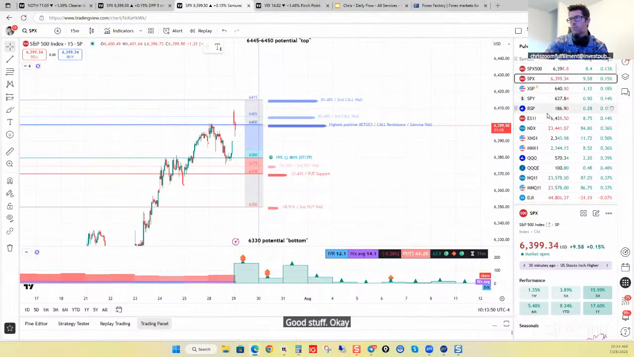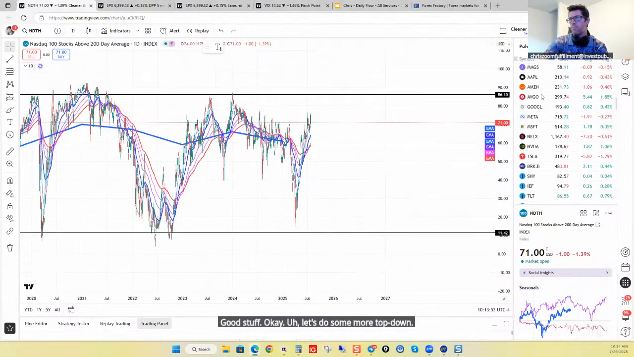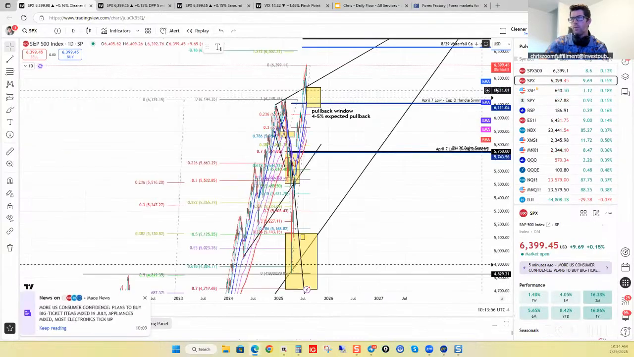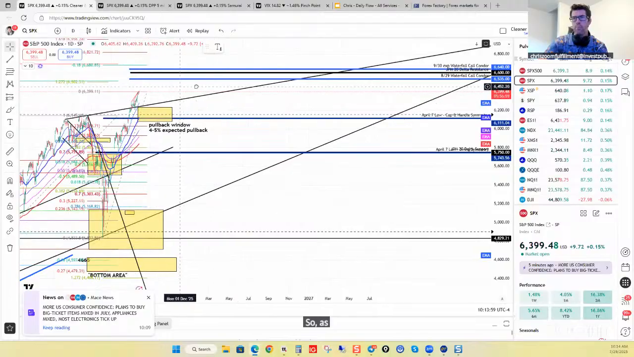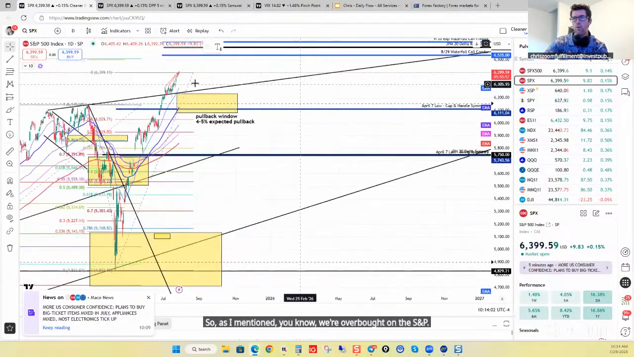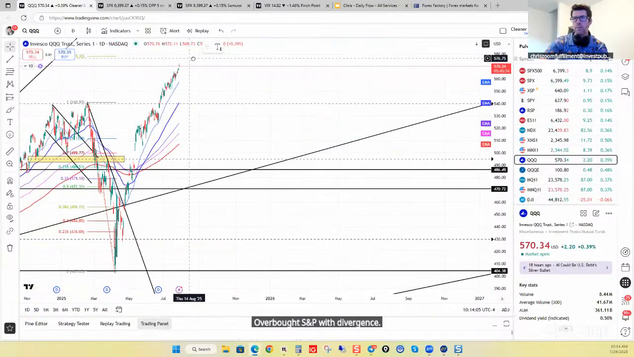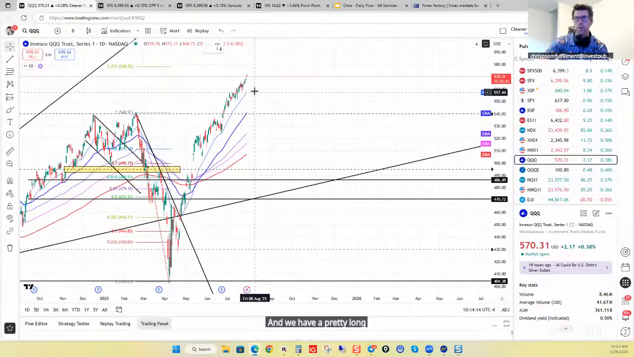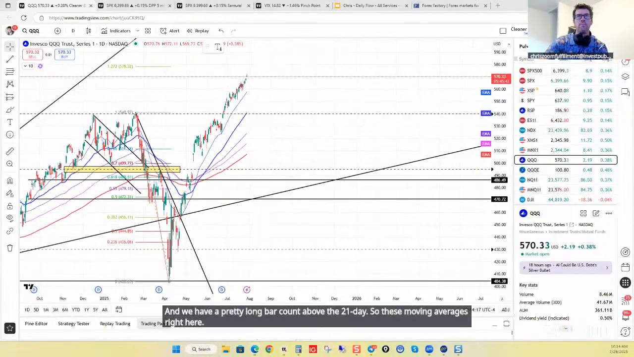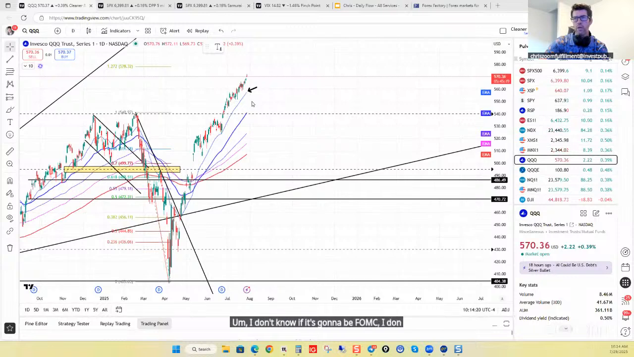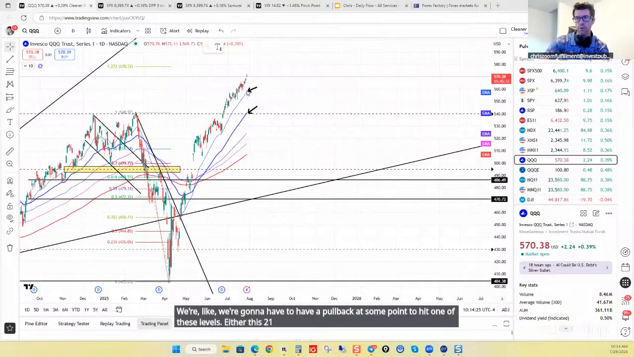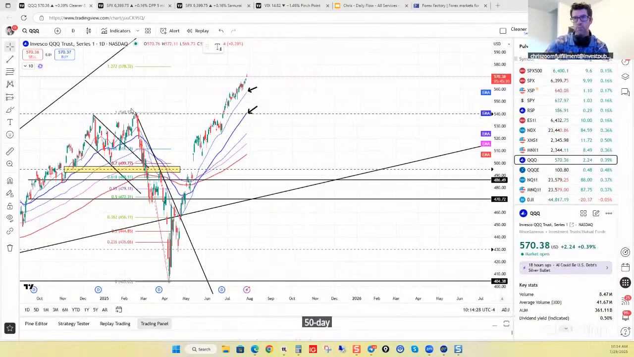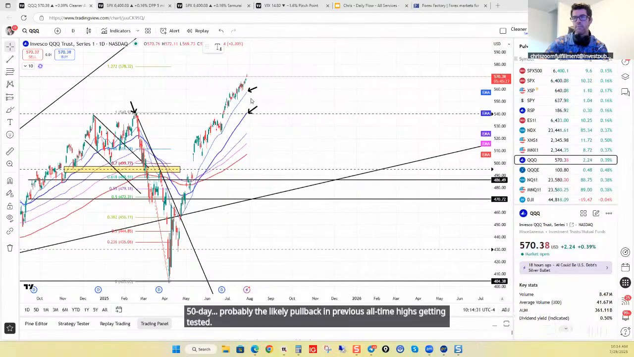Okay, let's do some more top down. So as I mentioned, we're overbought on the S&P, overbought S&P with divergence. The Nasdaq hasn't quite registered yet, but kind of the same thing. We're stretched. We've got a long push away from the 50-day, and we have a pretty long bar count above the 21-day. So these moving averages right here. I don't know if it's going to be FOMC, I don't know, but we're going to have a pullback at some point to hit one of these levels. Either this 21-day is a minimum pullback, 50-day probably the likely pullback, and previous all-time highs getting tested. That's at the very least.